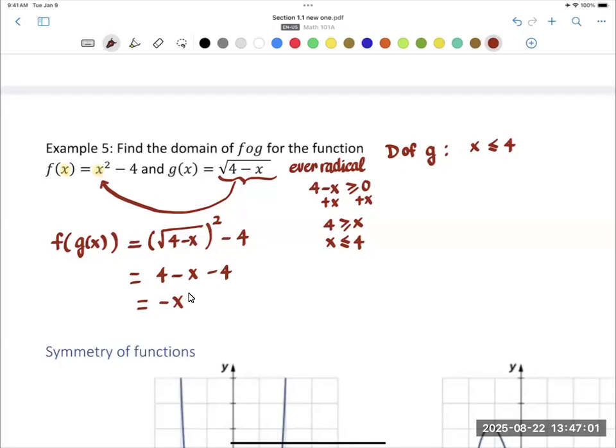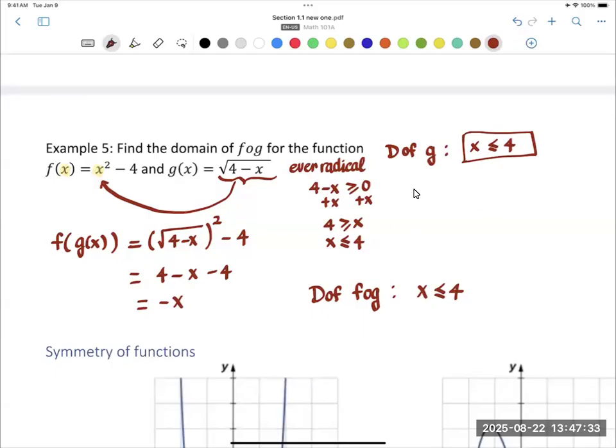However, we have to consider the domain of the input as well, which is g, x less than or equal to 4. So it turns out the domain of f of g is whatever value of x that is less than or equal to 4. Okay, so it means your x can be any real number, but it must be less than or equal to 4. Otherwise, it won't become the composition function. Okay, so that's how you determine the domain.